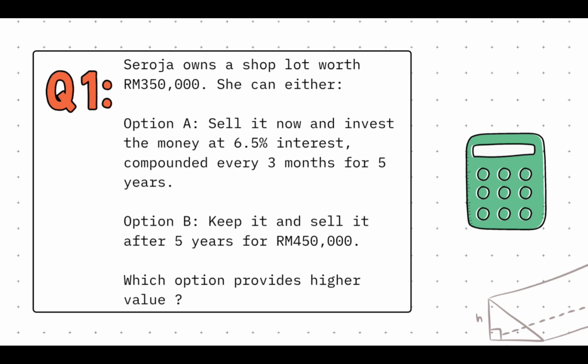Soroja owns a shop lot worth 350,000 ringgit. She has two choices. Option A, sell it now and invest the money at 6.5% interest, compounded every 3 months for 5 years. Option B, keep the shop lot and sell it after 5 years for 450,000 ringgit. Our task is to find which option gives a higher value.